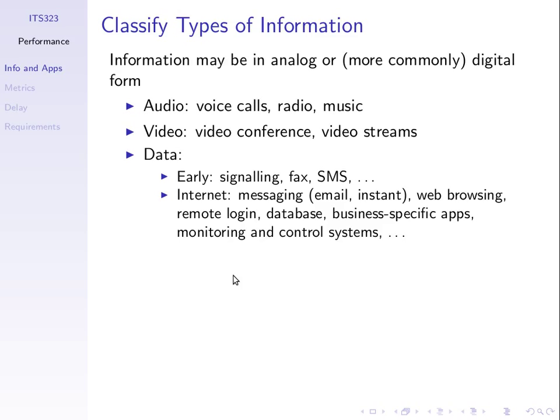Sometimes the types of information we group together. Sometimes we talk about audio, voice calls, radio streaming as examples. Other times video, which usually includes audio. When someone talks about a video application, it usually means the picture as well as the audio. So video conferencing, video streams, and other applications or other information types are sometimes just referred to as data. Data is a bit confusing. Sometimes the word data refers to all or any type of information. Other times it refers to specific non-audio, non-video types. We'll try and avoid that confusion. But there are many applications in the data classification.